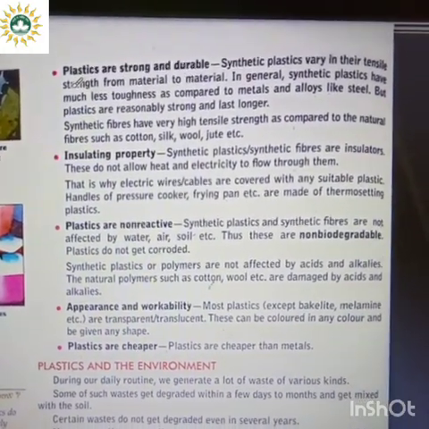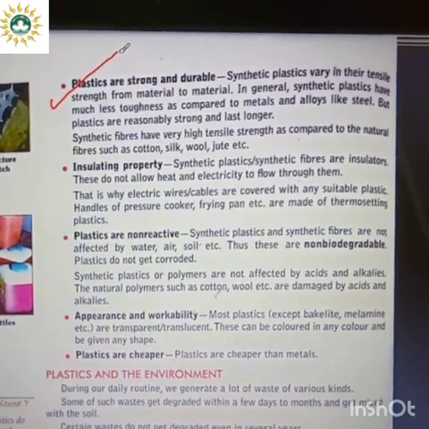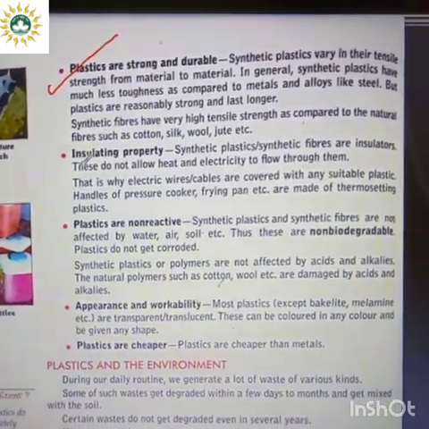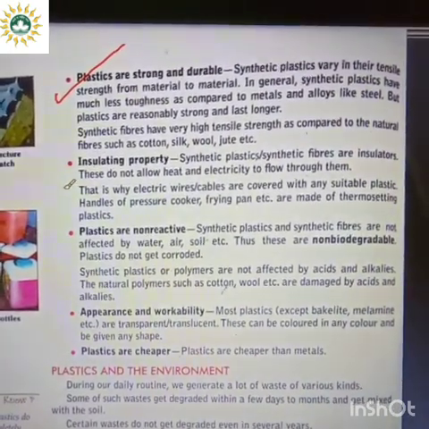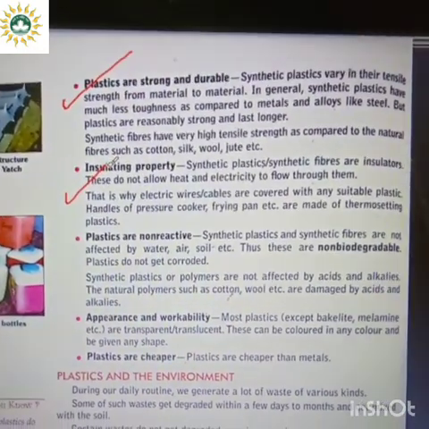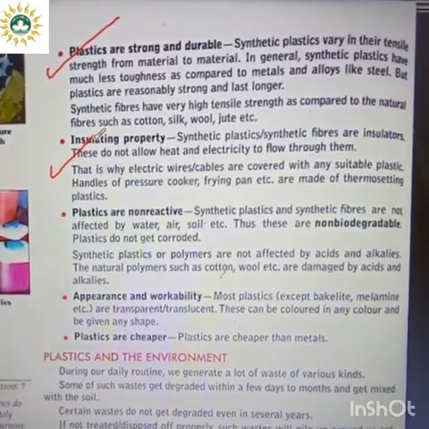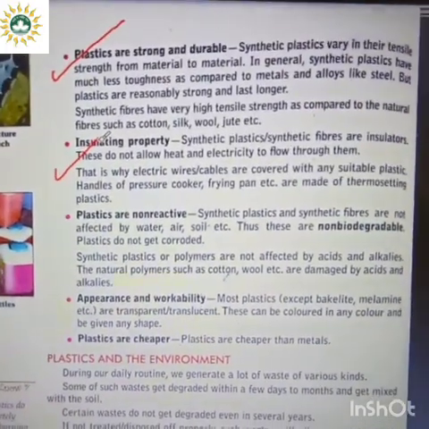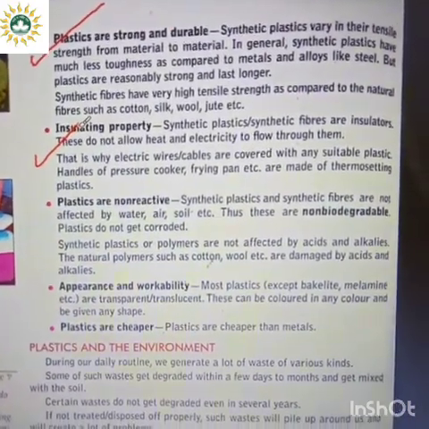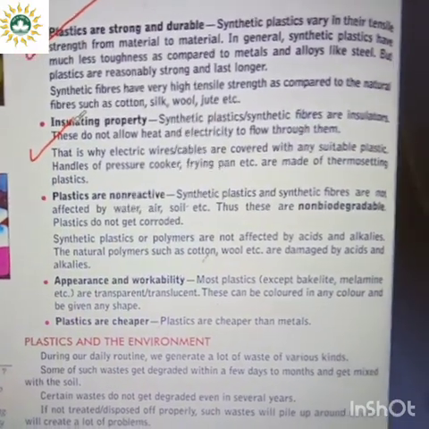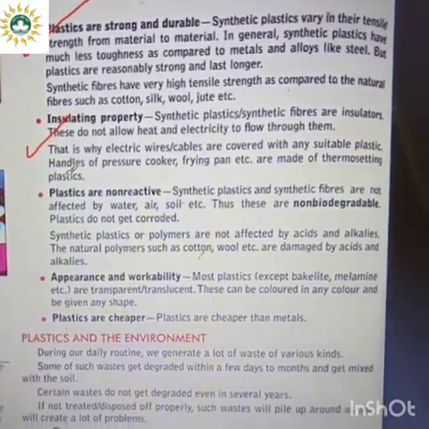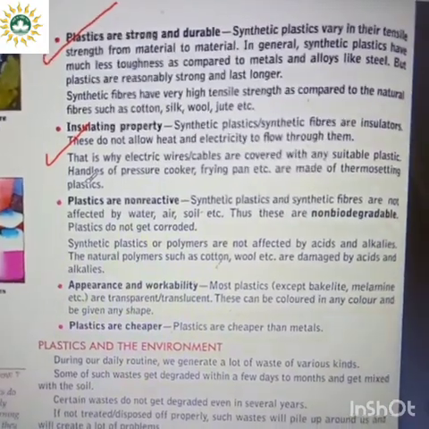Then coming to insulating property, all the examples which we studied showed that plastics can serve as very good insulators. Okay, they do not allow heat and electricity to flow through them, and that is why electric wires and cables are covered with suitable plastic. Handles of pressure cookers and frying pans are all made up of thermosetting plastic, right?